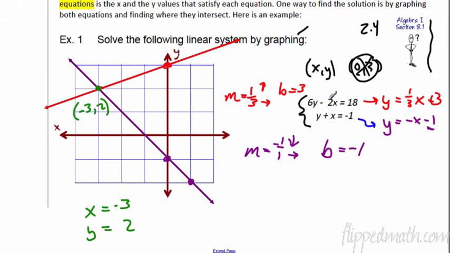Now, if we go back, I'm going to do a little mental math here. If I plug a negative 3 in, I'm going to get a negative 3 and a 2. I'm going to get 12, and then it's going to be minus 2 times a negative 3.